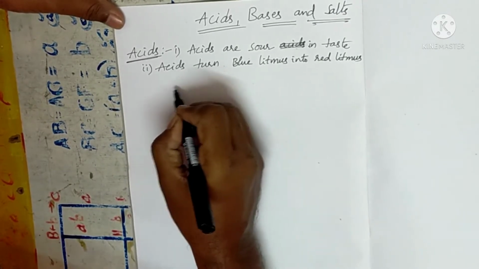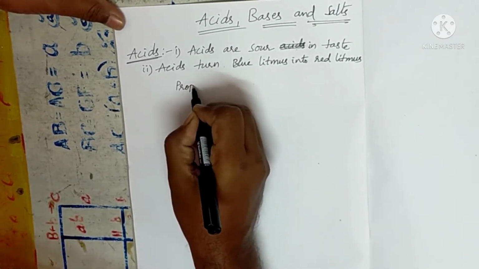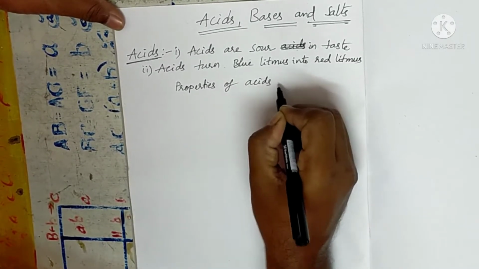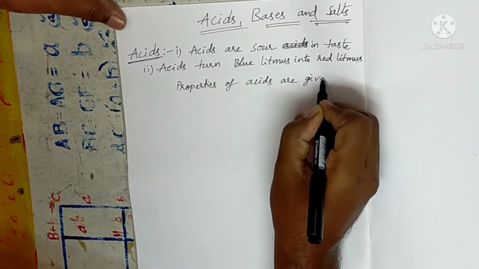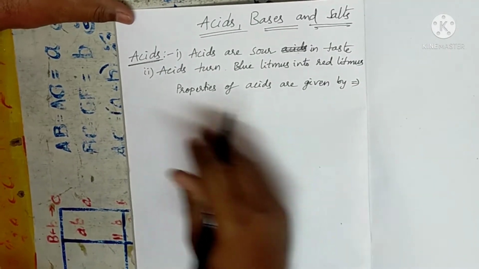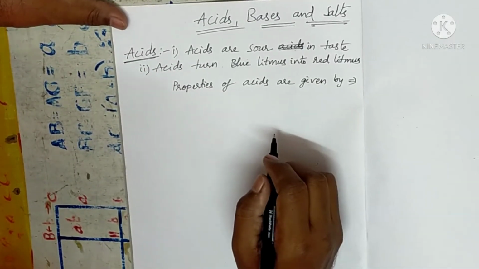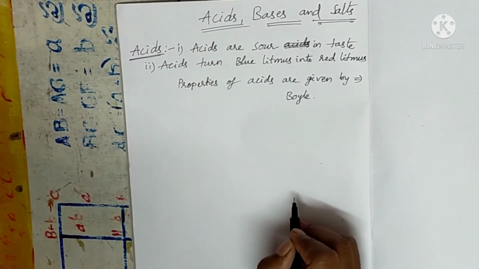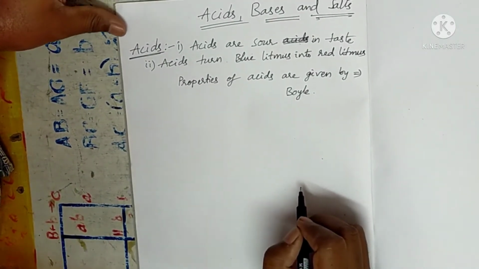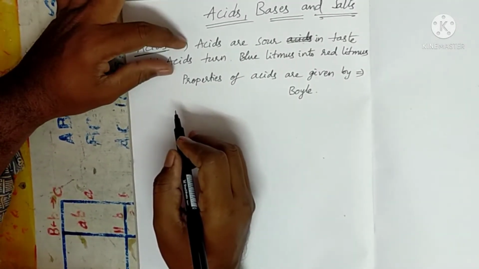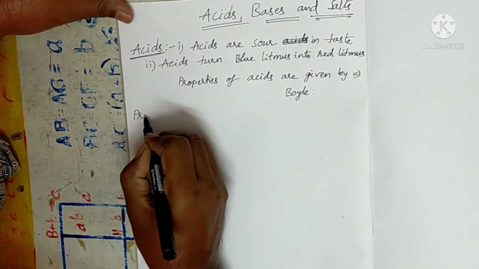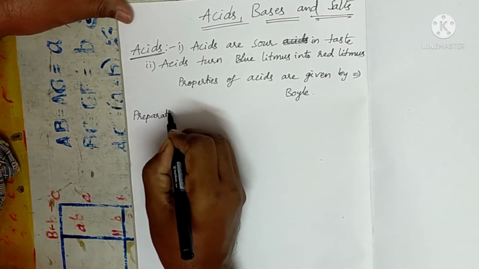Next, the properties of acids are given by whom? Who gave the main properties of acids? The properties of acids were explained by Robert Boyle. So these are the points which we learned from the lower section. Now I am going to explain how we prepare acids.